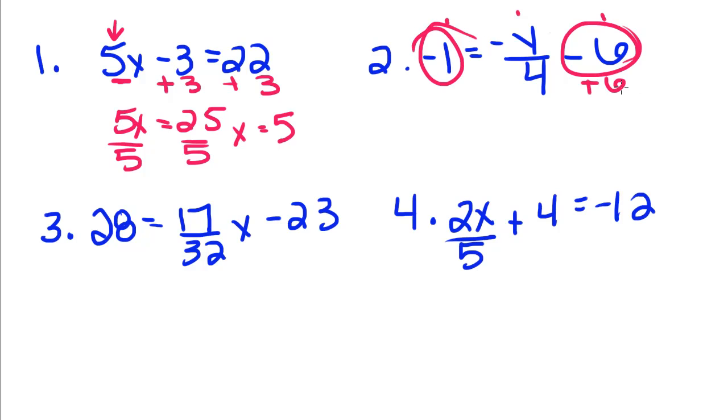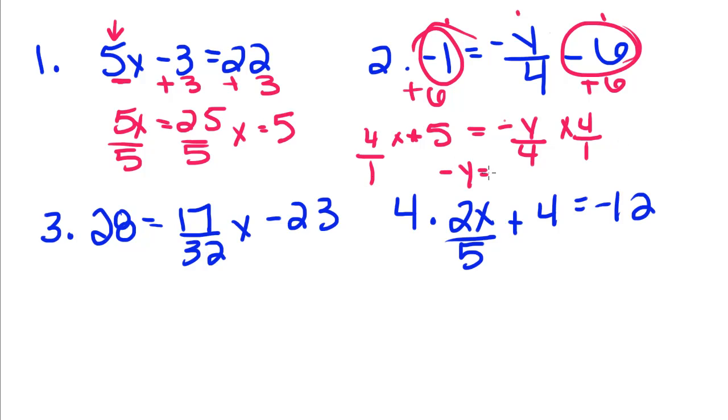So we're going to add 6 to both sides, and we get positive 5 is equal to negative y over 4. Now we're going to multiply it by the reciprocal, and we get negative y is equal to 20. And then we're going to divide that negative 1 over. We get y is equal to negative 20.